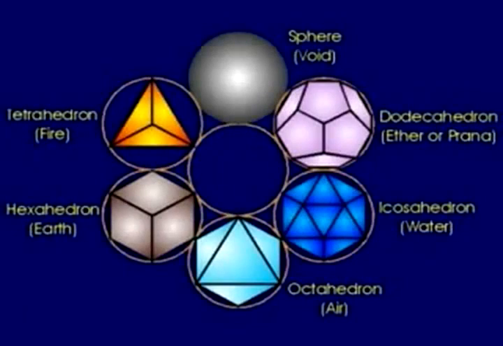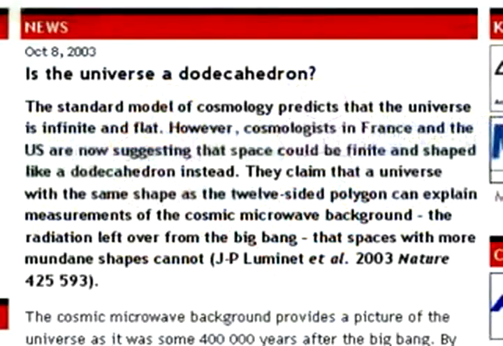Each Platonic solid is also associated with an element, although these connections I consider to be subjective at this point. The ether, for example, is known to be a formless, omnipresent, immaterial substance, and thus being associated with a geometric shape doesn't quite work. It has been postulated that the dodecahedron is actually associated with the heavens, or cosmos, and interestingly, cosmologists in France and the US suggested that the universe may actually be in the shape of a dodecahedron, based upon their study of the cosmic microwave background radiation.